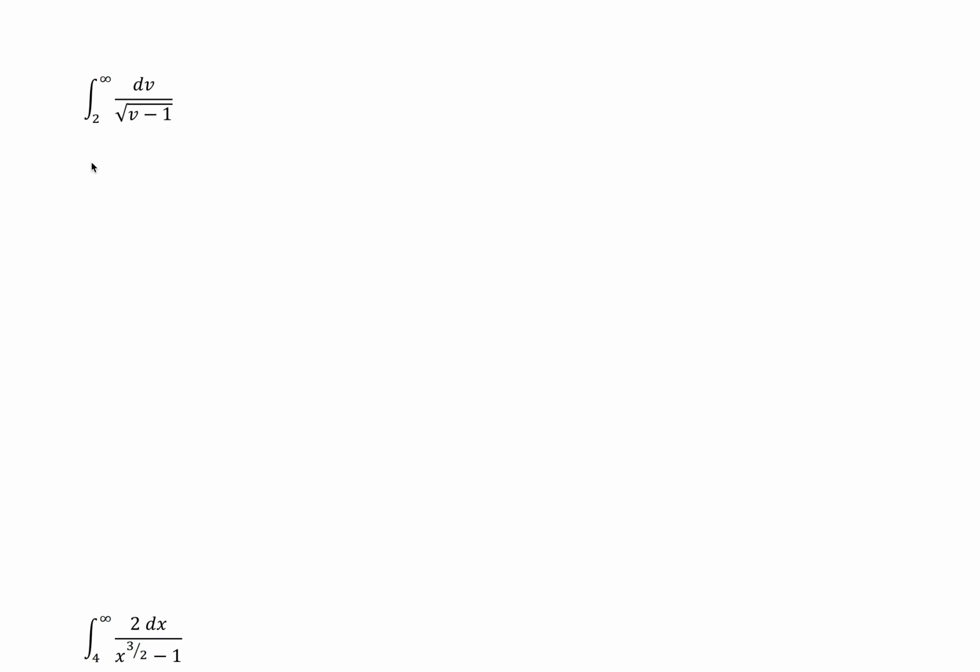On the interval from 2 to infinity, you'll notice that the square root of v minus 1 is going to be a positive number. And also, for values of v greater than or equal to 2, v is going to be greater than or equal to the square root of v minus 1. Okay? So for v values greater than or equal to 2, v is greater than or equal to the square root of v minus 1.